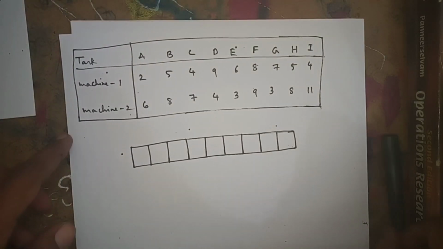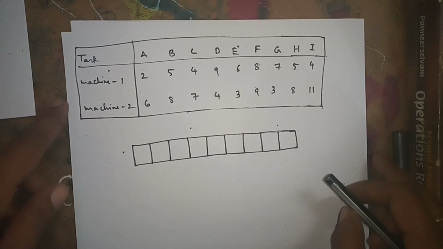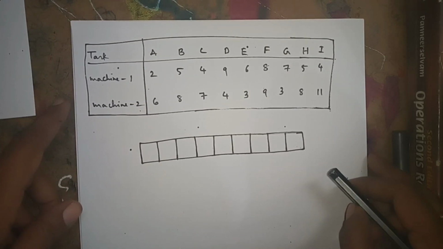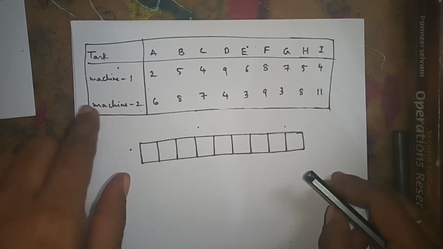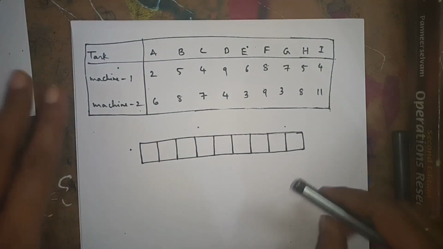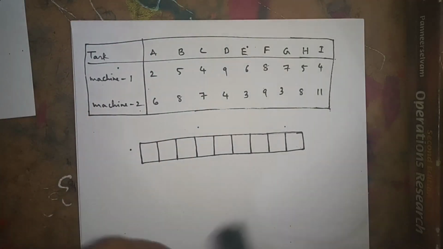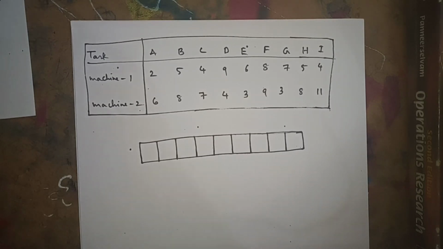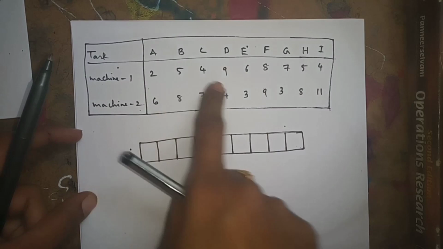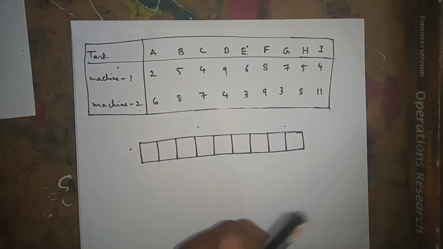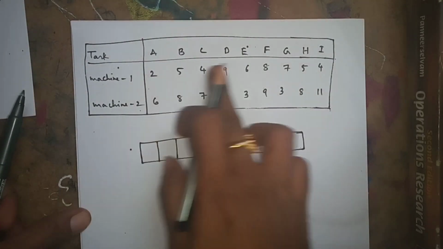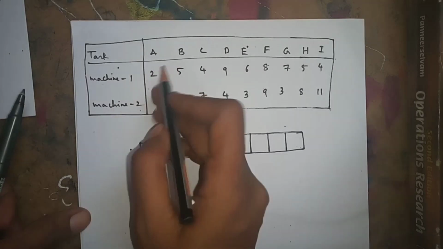Now, to do this two machine problem, once again I wrote the problem. Tasks A, B, C, D, F, G, H, I, and the machine 1 processing time and machine 2 time are given. Now to do this problem, you have to see the minimum time out of all the values. The most minimum number out of all the values is 2.